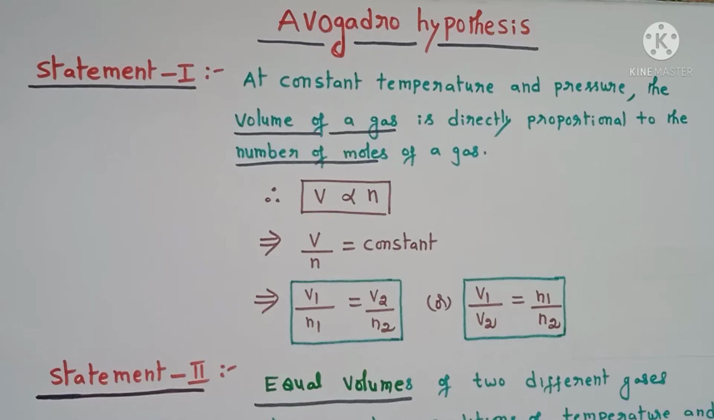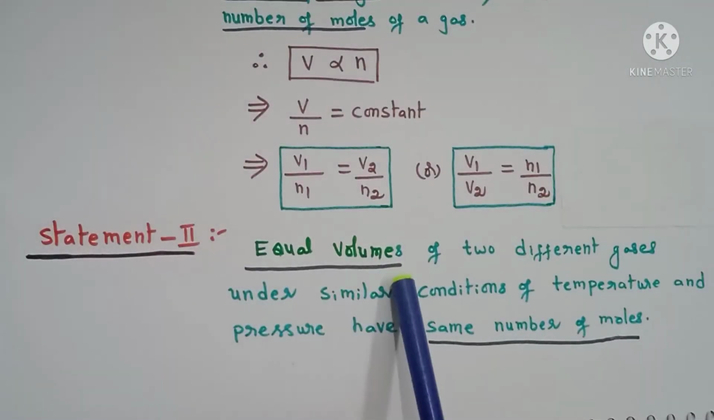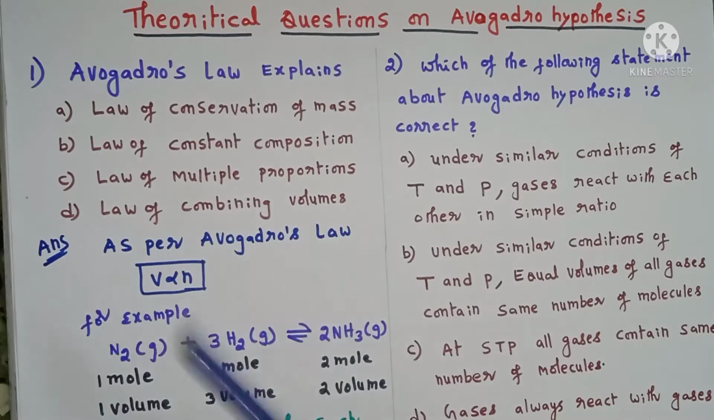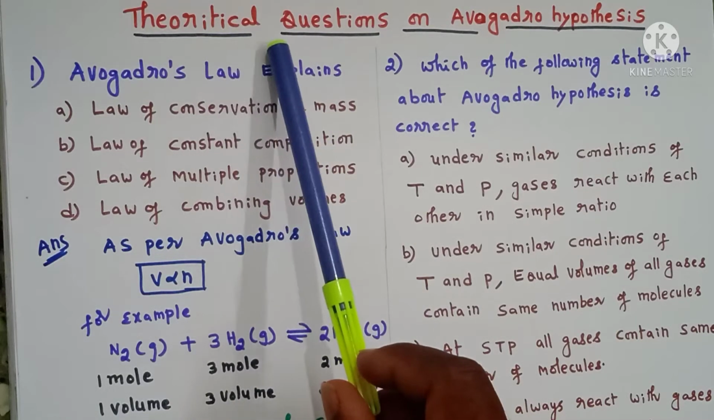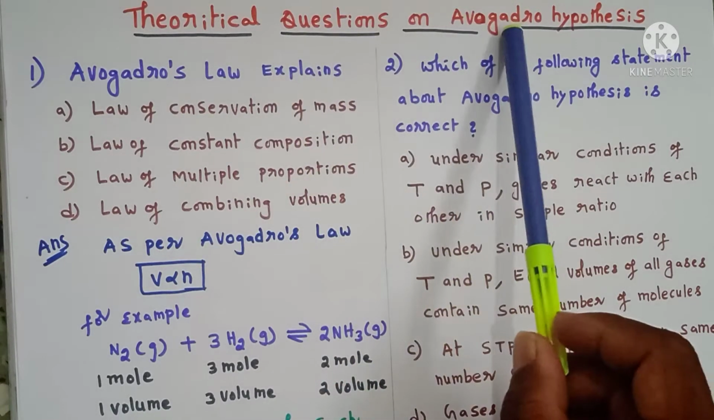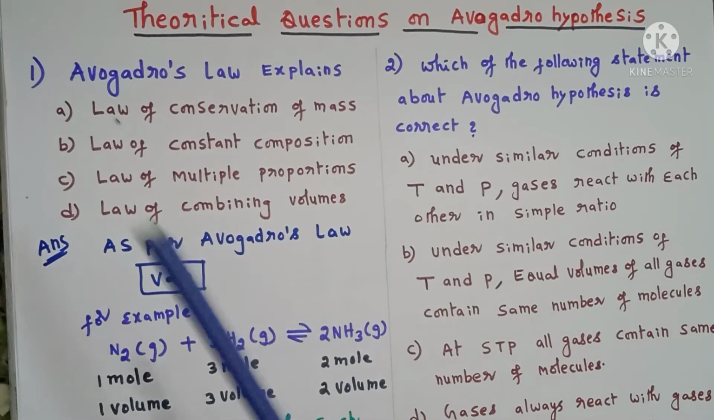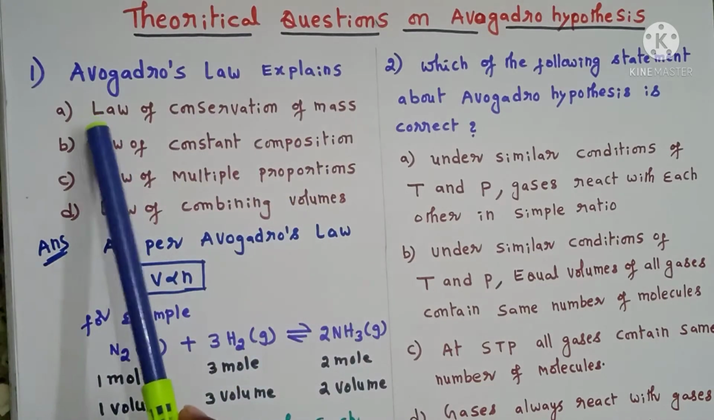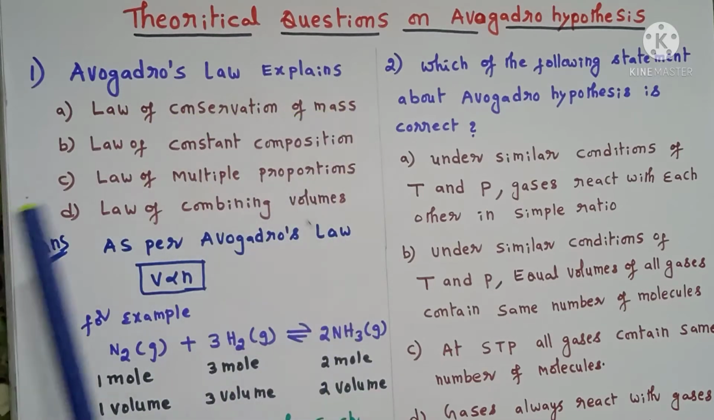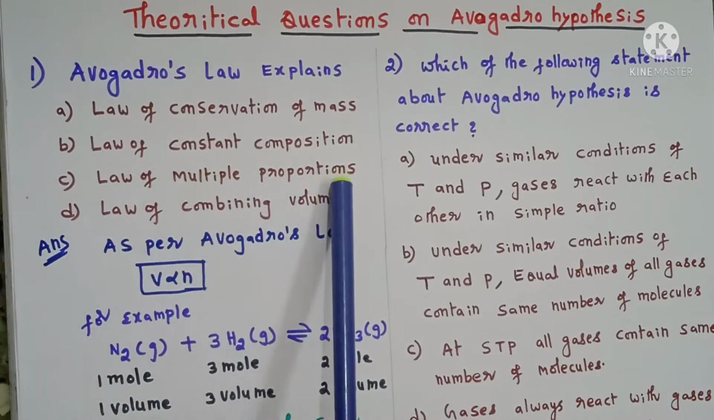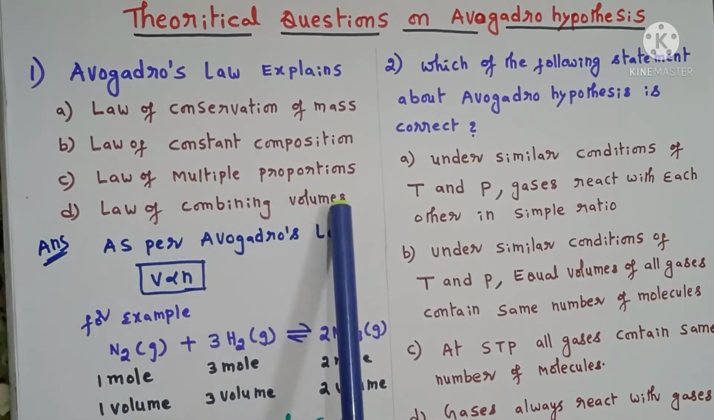Now coming to statement 2, equal volumes of two different gases under similar conditions of temperature and pressure have the same number of moles. Students, next I am going to discuss some theoretical questions which may be asked on Avogadro hypothesis. The first question is: Avogadro's law explains option A, law of conservation of mass, option B, law of constant composition, option C, law of multiple proportion, option D, law of combining volumes.